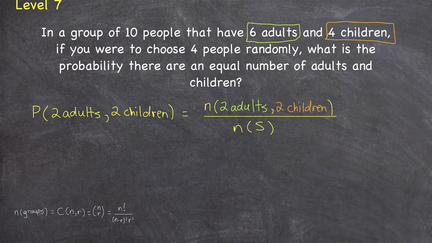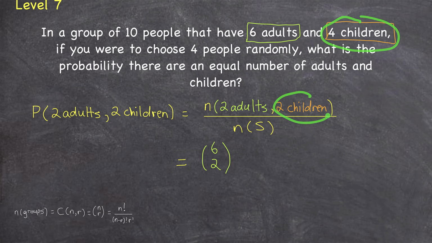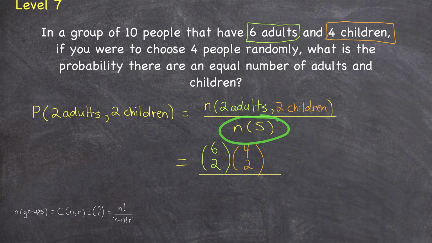Now I have to find the number of groups that have 2 adults and 2 children. So in making a group that has 2 adults and 2 children, from the 6 adults, I have to choose 2 of them. And the combinations formula will tell me how many different ways that can happen. And similarly, from the 4 children, I have to choose 2 of them. And that gets divided by the total number of possible groups I could make. So from all 10 people available, how many different groups of 4 can you make? Doing 10 choose 4 would calculate that.